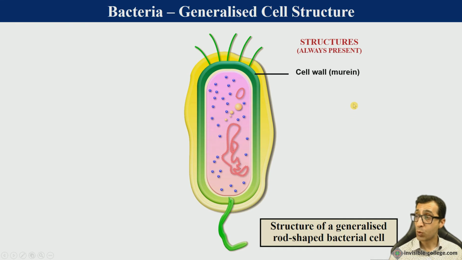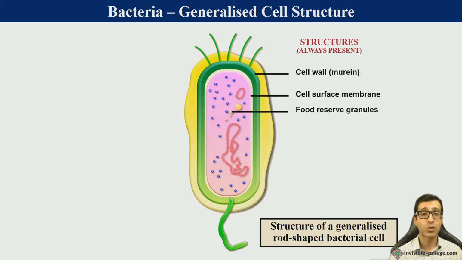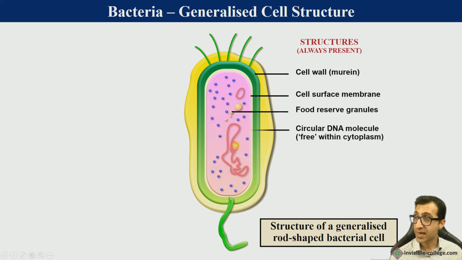So you find a cell wall which is made up of murein. Obviously you will find a cell surface membrane underneath that. You'll also find these food reserve granules. You find the circular looped chromosome made up of DNA, and this again will float freely in the cytoplasm because prokaryotes do not have internal membrane-bound organelles, and so they don't have a nuclear envelope around their chromosome. You also find these smaller 70S ribosomes, and of course you also find the cytosol in which all of these are suspended to form the cytoplasm.